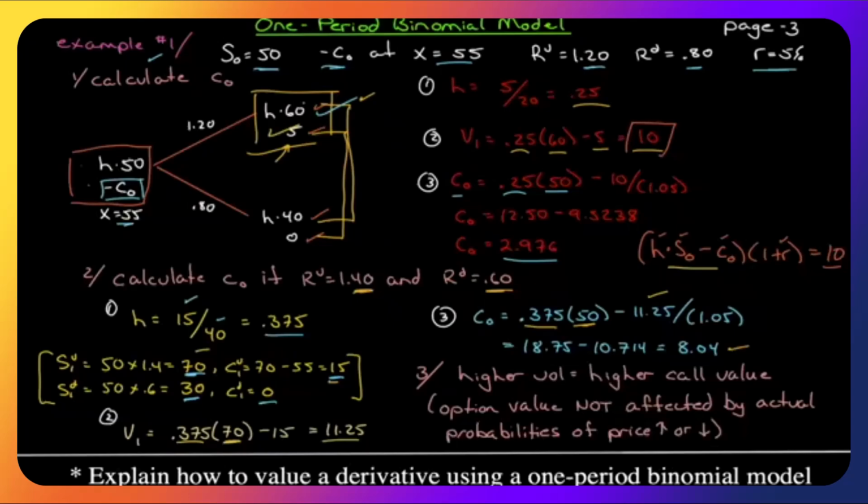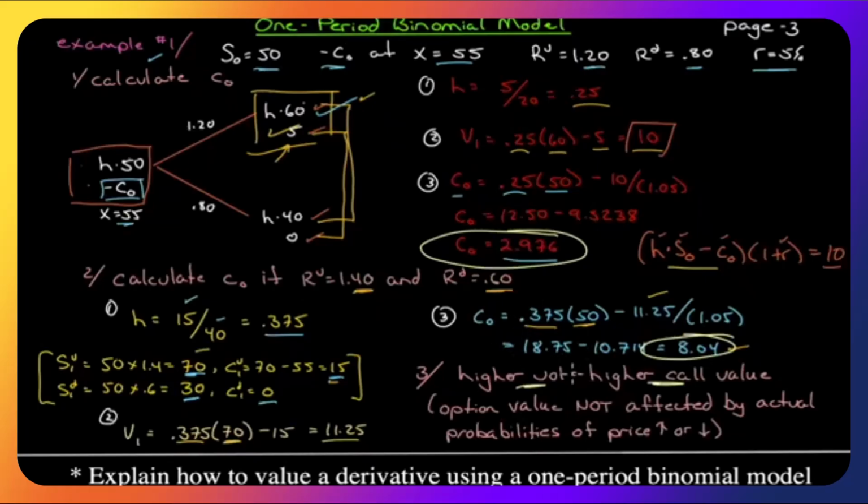And question number 3. I'm not going to read the question. I'm just going to give you some points here. Higher volatility is higher call value. We can see that. At 20% volatility, you had a call at 2.976. At 40% volatility, look at what the call price turns out to be, 8.04.